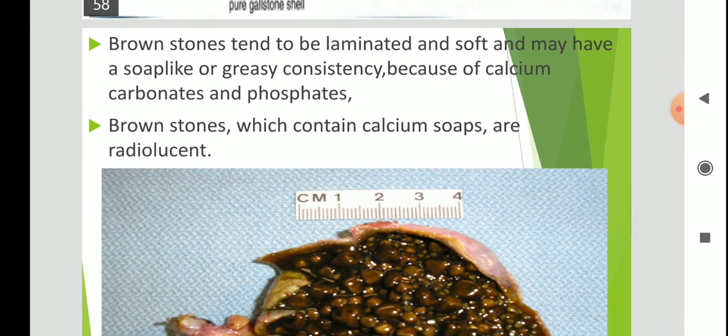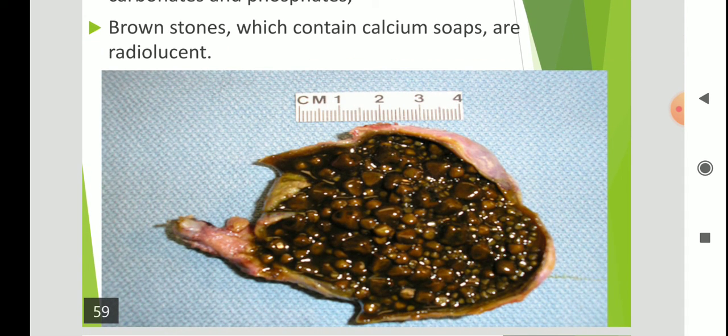The brown stones tend to be laminated and soft and may have a soap-like or greasy consistency because of calcium carbonates and phosphates. The brown stones which contain calcium soaps are radiolucent. See there, the multiple brown stones. The smaller the stones, the riskier, because there is every chance of these smaller stones getting jammed into the bile duct or causing obstruction, leading to cholecystitis, an acute emergency. The patient lands up at the surgery OT.